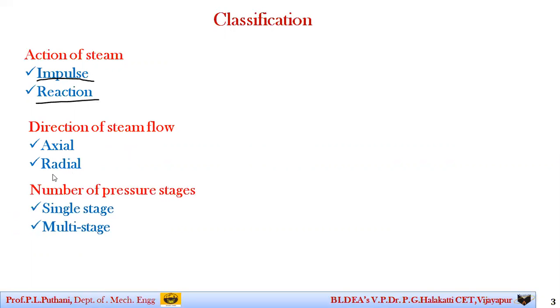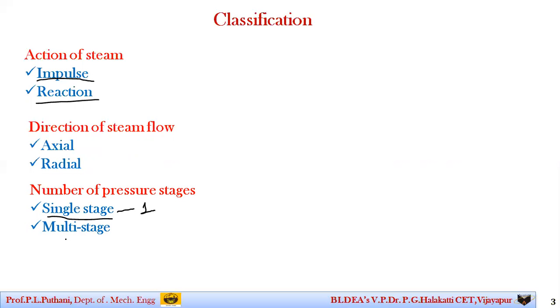Then we have a number of pressure stages. In some of the turbines, the steam expansion, as you have already learned in vapor power cycles, takes place in only one set of blades. We call those a single stage turbine. If the expansion takes place in only one stage, we call it a single stage turbine.